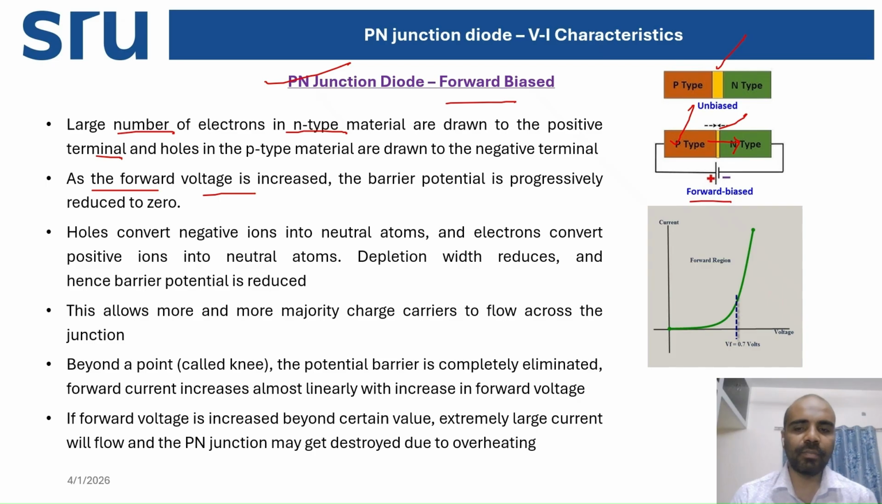So as the forward voltage is increased, the barrier potential is progressively reduced to zero or negligible, right? The barrier potential produced by the depletion region, the width of the depletion region, is decreased, and the potential barrier created at the junction will reduce in the forward biasing condition.